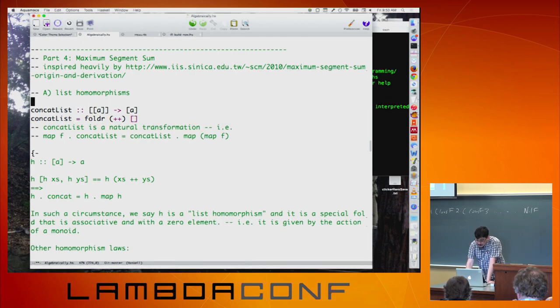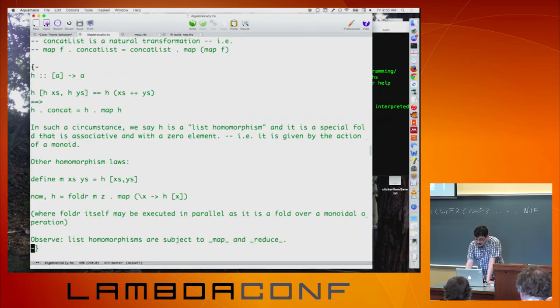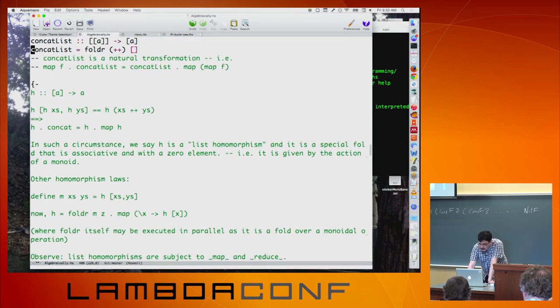So the first thing here is I've written concat list instead of just concat, in case you happen to be on GCC 7.10 and you generalize the concat signature. We're doing a lot of run-up, that's right. We're not going to hit maximum segment sum, by the way. I think I underestimated how much I have this far. That's okay. I'll just speed up a bit and lose you a bit faster.